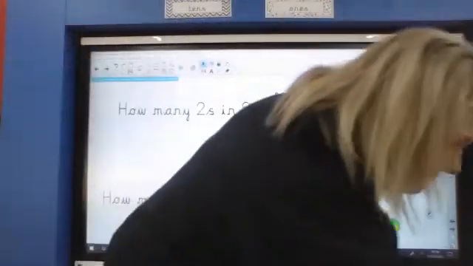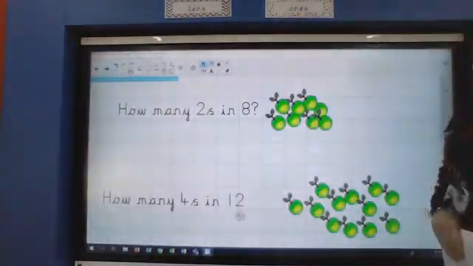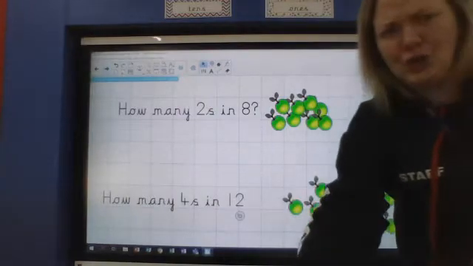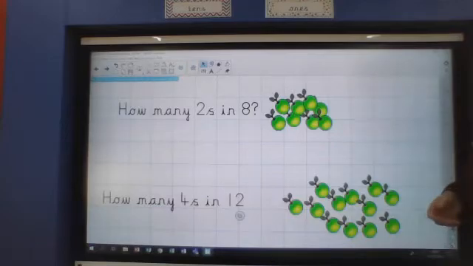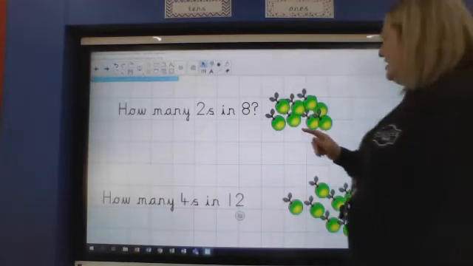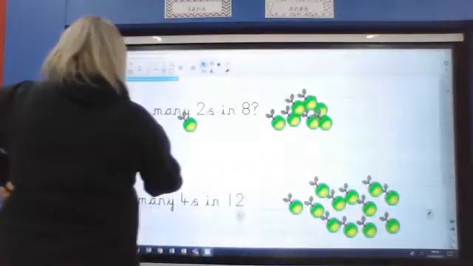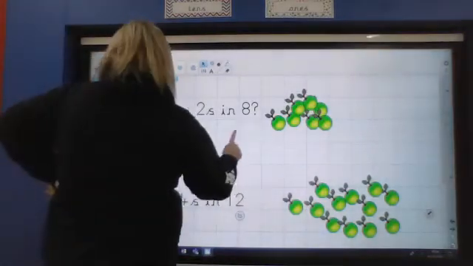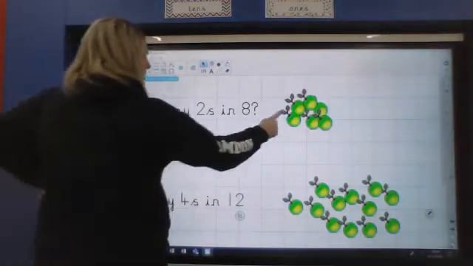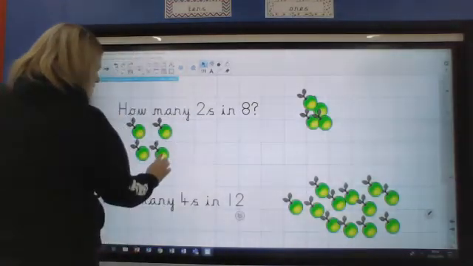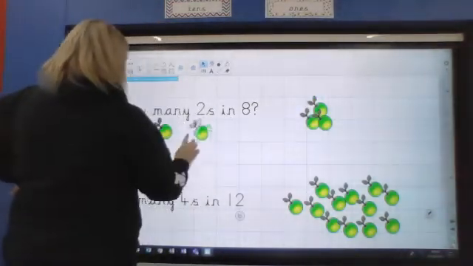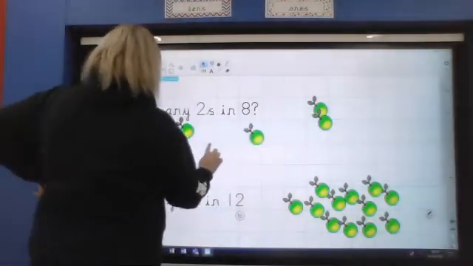Right then. The next one says, how many 2s are in 8? Right, so let's just do this. So one there, let's put one underneath. So again, obviously you haven't got a whiteboard at home, children, so you can just draw circles on your board like this to work it out.